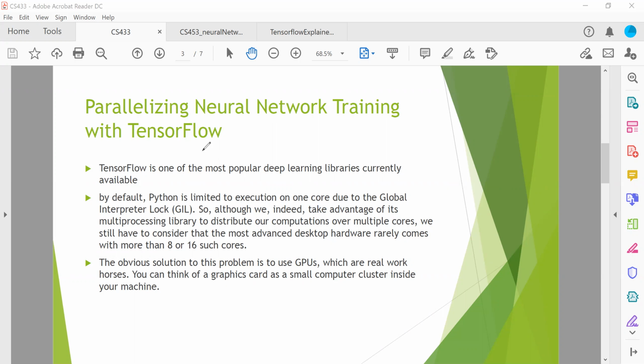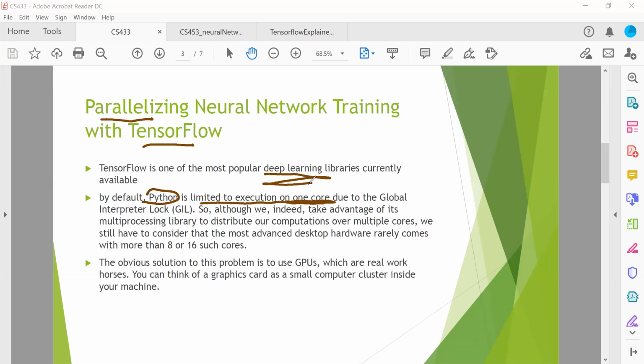Because in that case, we didn't do parallel processing. Here it says training neural networks in parallel with TensorFlow. So that's one of the benefits. And also, we know TensorFlow is one of the most popular deep learning libraries available right now. And be careful, the Python language itself is limited to execution on only one core. So the language itself is not multi-threading.